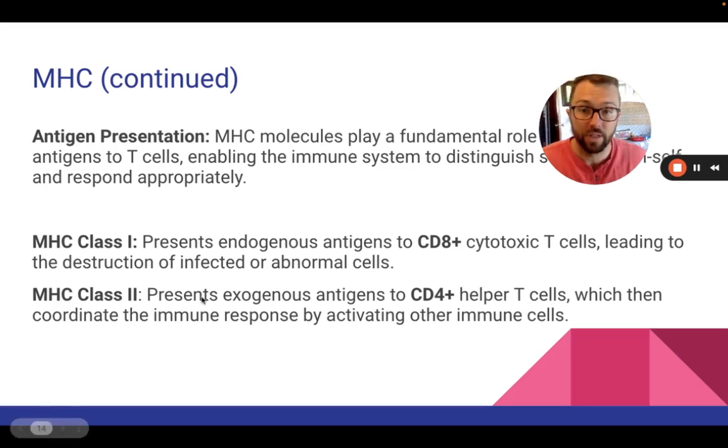Class 2 presents exogenous antigens, so outside antigens. They bring them to CD4 plus helper T cells, which are cells that help create an immune reaction to a foreign invader, right? So you can think of class 1 as being self, class 2 as being foreign.